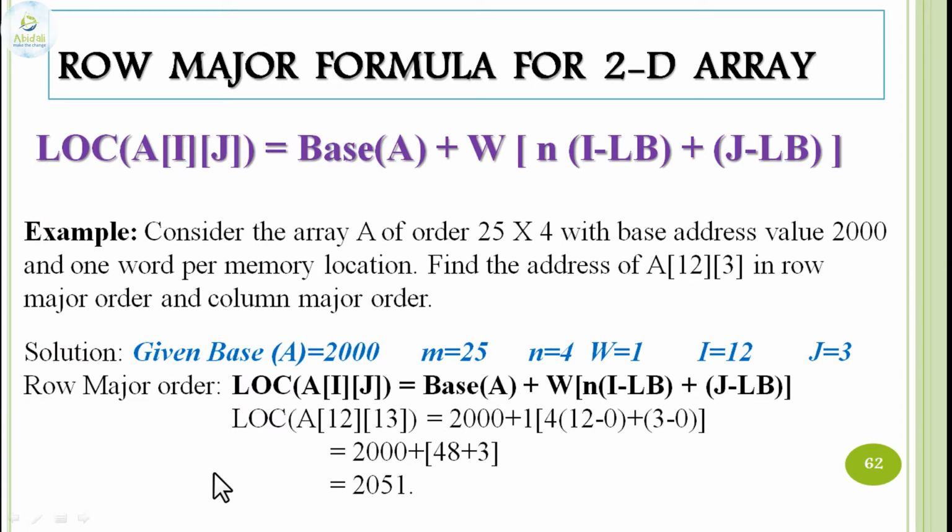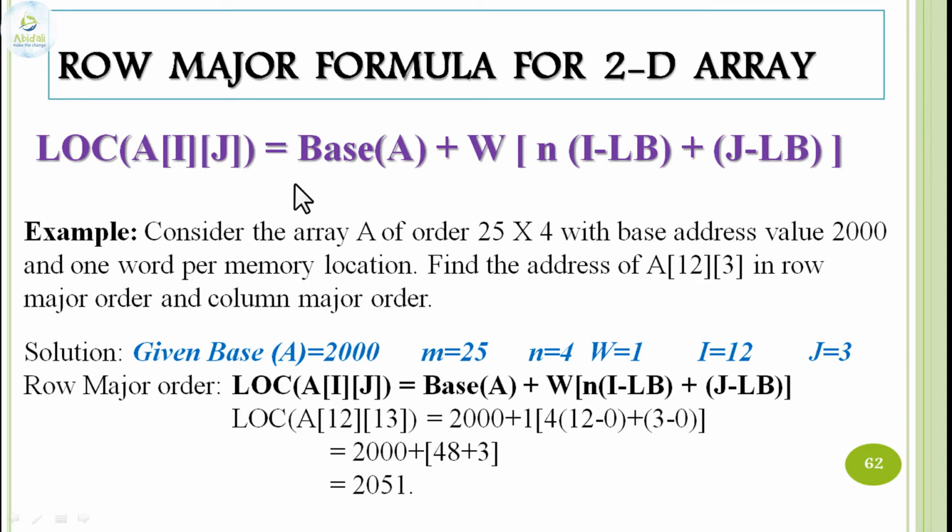Welcome to the next video. In the last video we have seen how the row major and the column major order is going to be represented. So that is a two-dimensional array memory representation. In today's class we'll be exploring how to calculate the location, that is where the element is located in the memory, by using the row major and column major order.